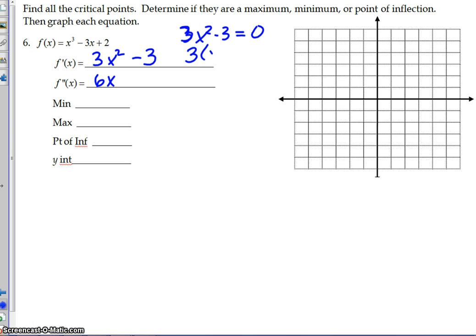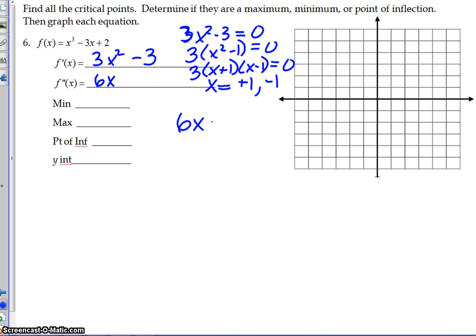Then factor: x squared minus 1 equals 0. And then I have 3 times (x plus 1)(x minus 1) equals 0. So my x possibilities are either a positive 1 or a negative 1. Now, let's set the second derivative equal to 0. Well, in this case, x would equal 0.